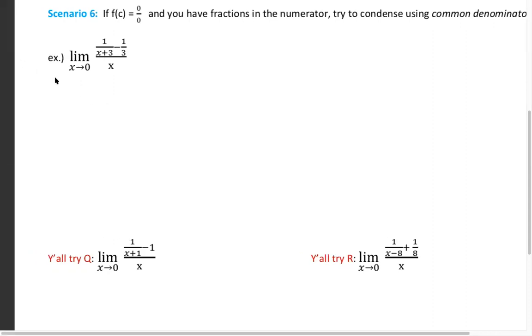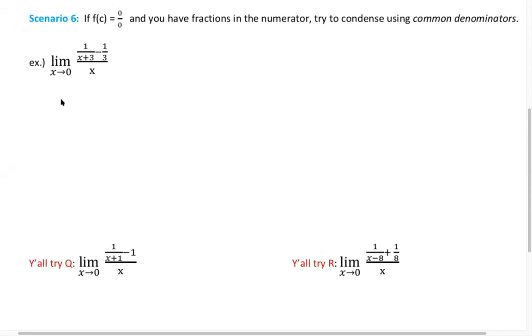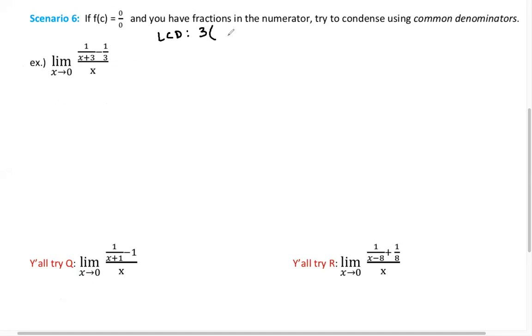In this example here, we have in the numerator 1 over x plus 3, and then we subtract 1/3, okay? So our denominators are x plus 3 and 3. So if we think what would be the least common denominator, well, we need both of those terms. So it's going to be 3 times x plus 3. That would be the LCD, or the common denominator, okay?